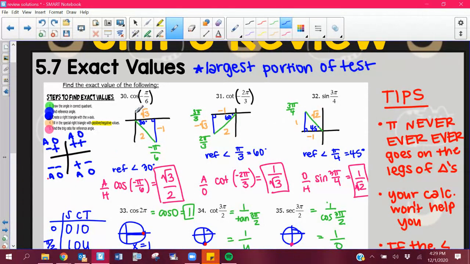Okay, once you have your triangle drawn, then you go back to the original problem. It says, I want to find the cosine of this angle. Cosine is adjacent over hypotenuse. So my adjacent leg to my reference angle is root 3. My hypotenuse is 2.